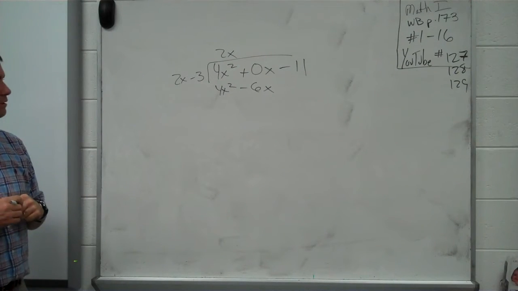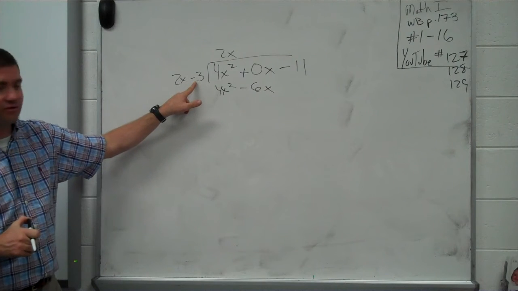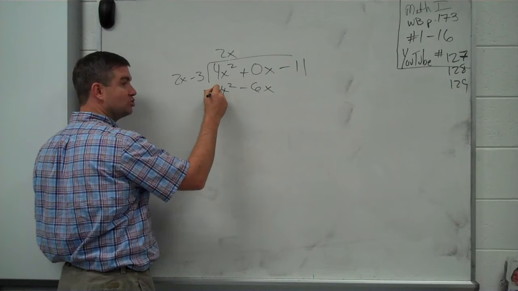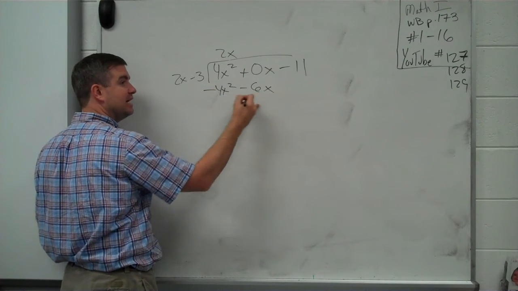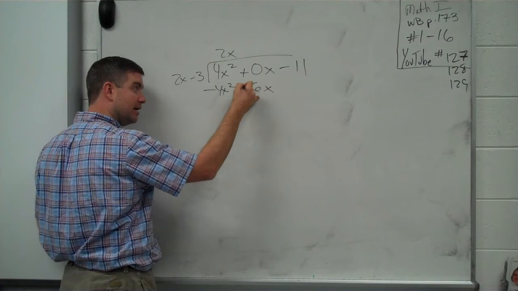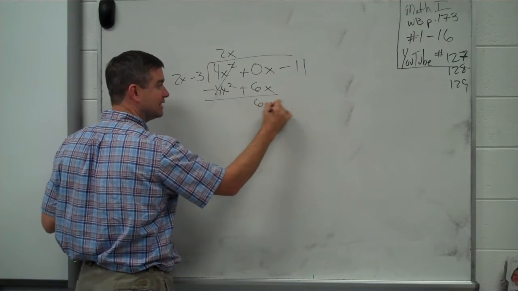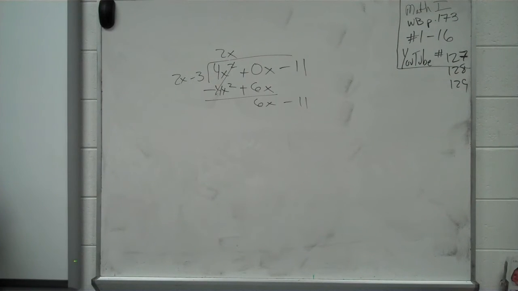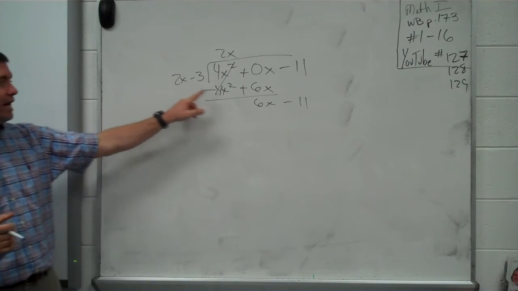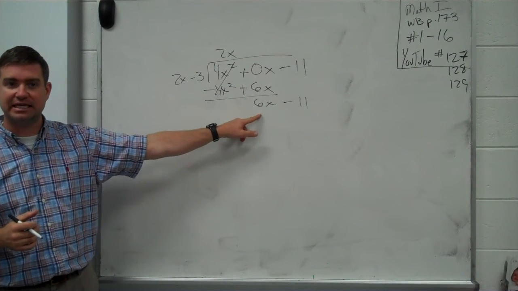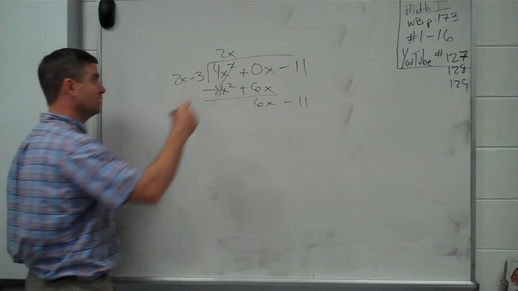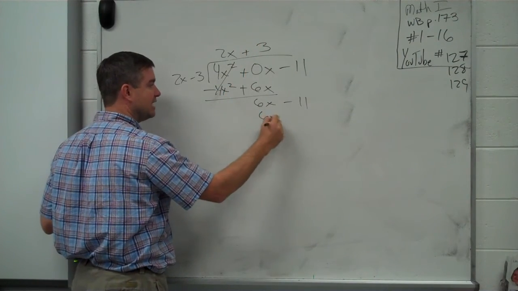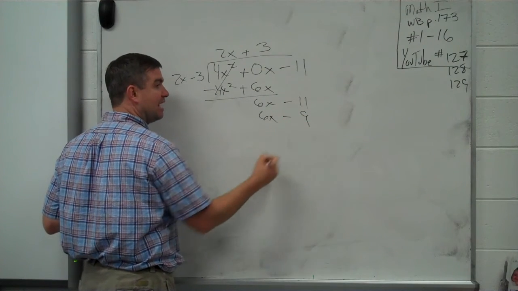Chris, how'd you get negative 6x? 2x times negative 3 gives you negative 6x. So then we make this subtraction, and what do we have to remember with the 6x? We got to make it positive. This cancels out, and I get 6x minus 11. I got one more step, basically. What does 2x multiply together to give me 6x? Positive 3. Very good. Positive 3 tells me to put a positive 3 right there. 3 times 2x is 6x. 3 times negative 3 is negative 9.